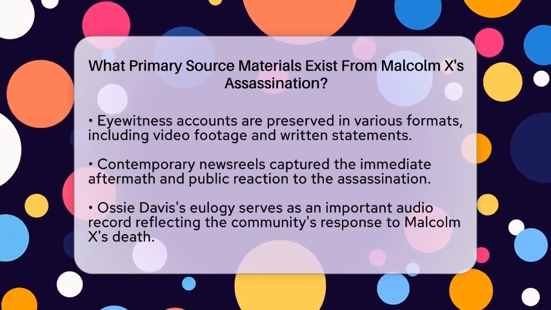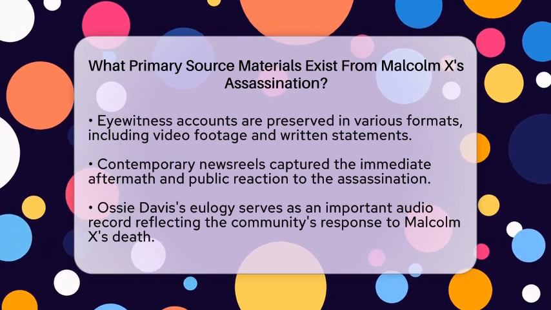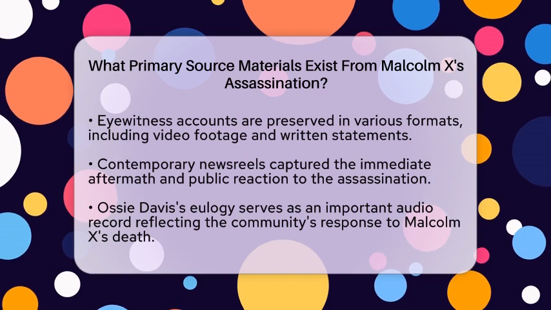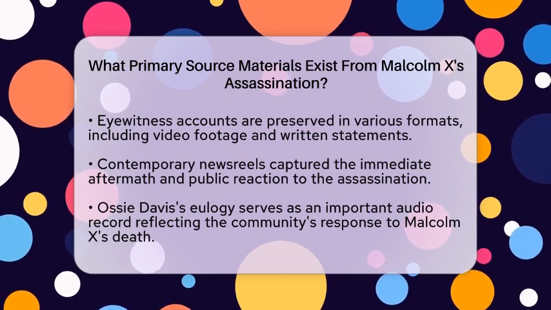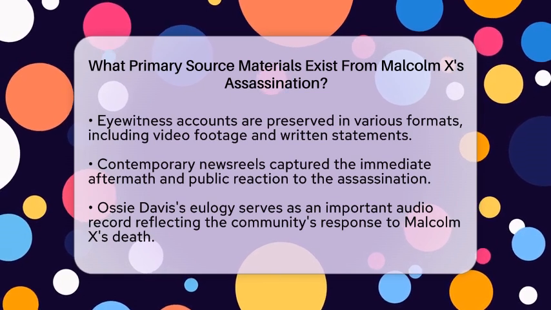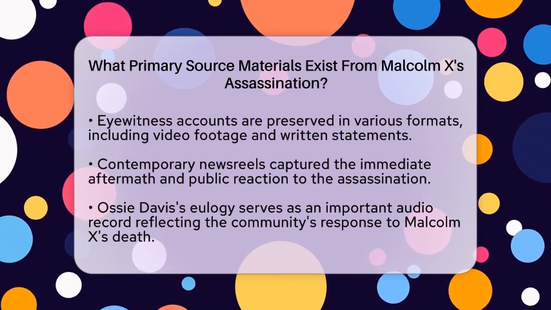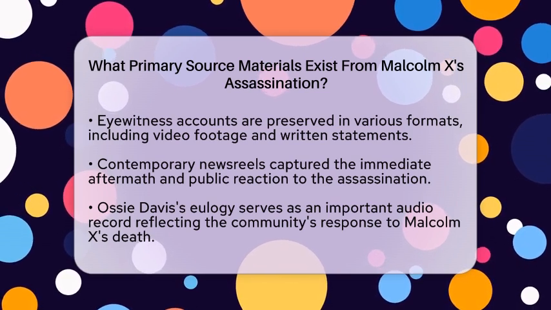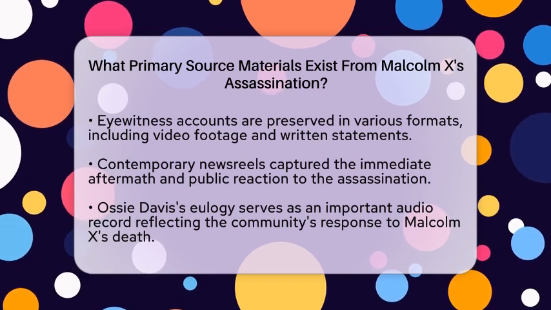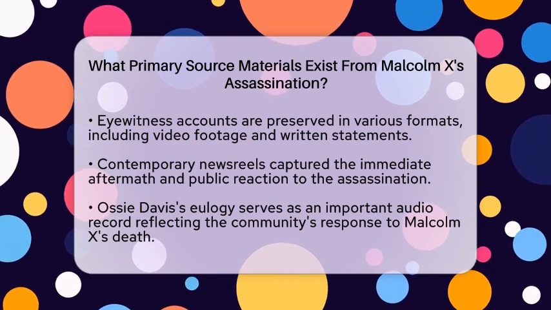the community. Official medical documents, including autopsy photos and bullet analysis, provide forensic evidence of the nature of Malcolm X's fatal injuries. These materials are essential for understanding the physical circumstances surrounding the assassination. Photographs taken at the scene, along with ballistics reports, offer visual and scientific documentation of the crime. These images and reports were part of the investigative and legal process.